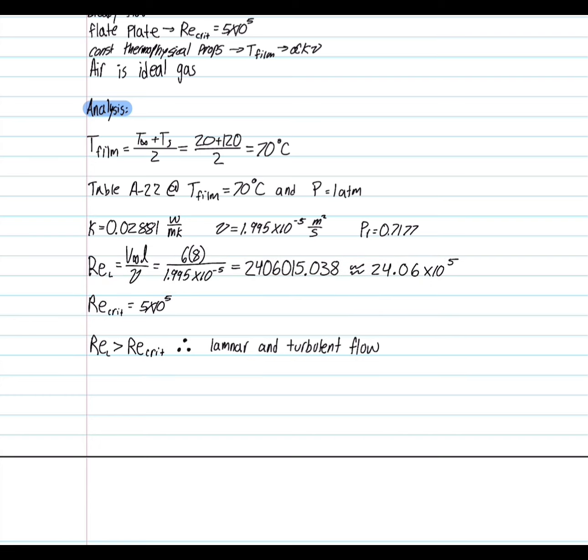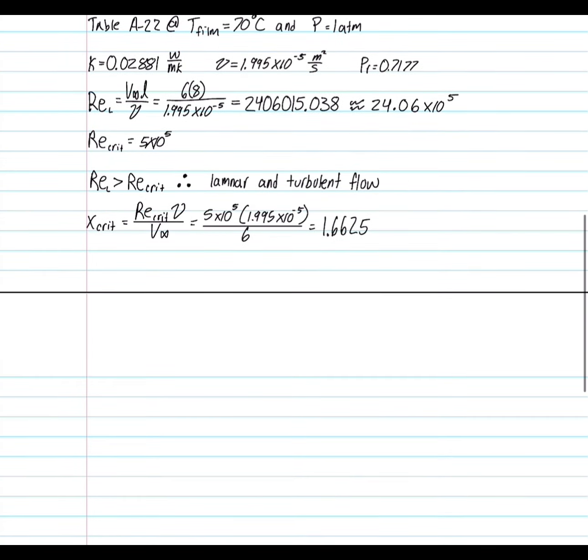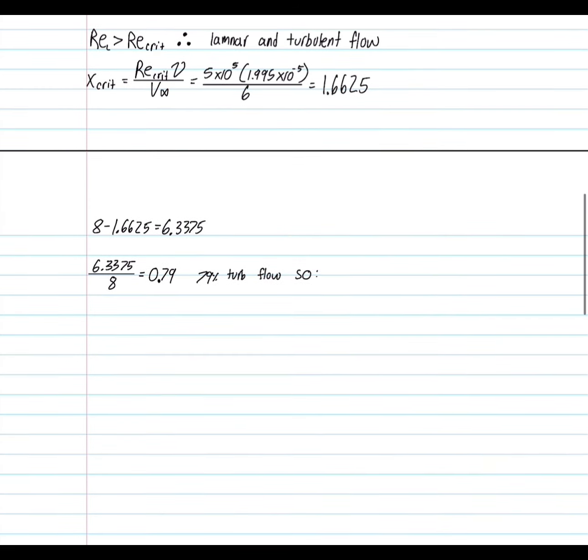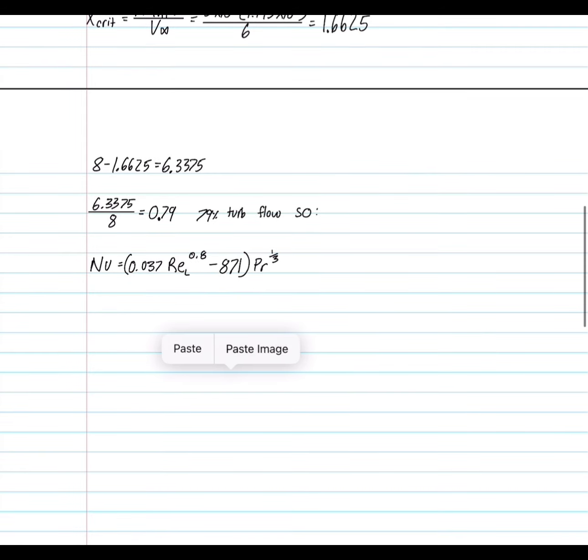And so we need to compare that with the critical Reynolds number, which is 5 times 10 to the 5th for a flat plate. And since it's greater than that, then it's laminar and turbulent. But we need to confirm that it's not just turbulent by finding what X critical is by plugging in RE critical and then taking the full length minus X critical for the length that is turbulent and finding that it's 79% turbulent flow. So we need to use the Nusselt number equation that is correlating to both laminar and turbulent flow.